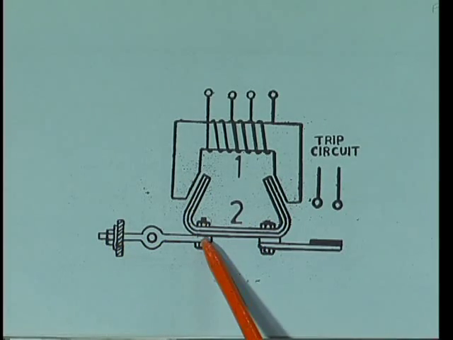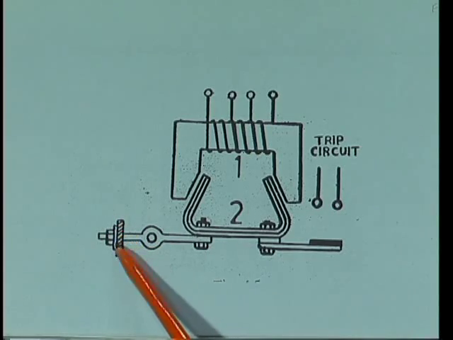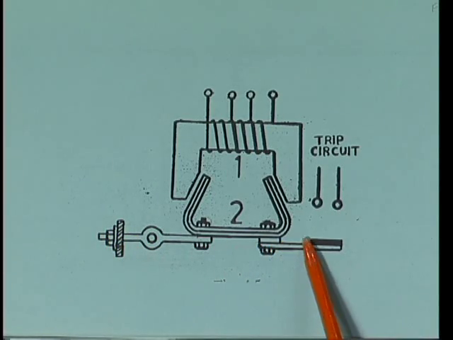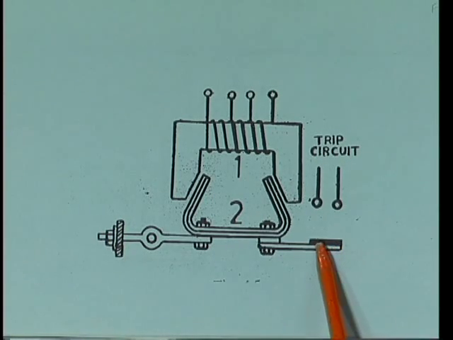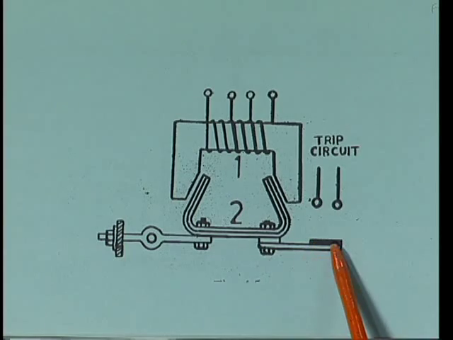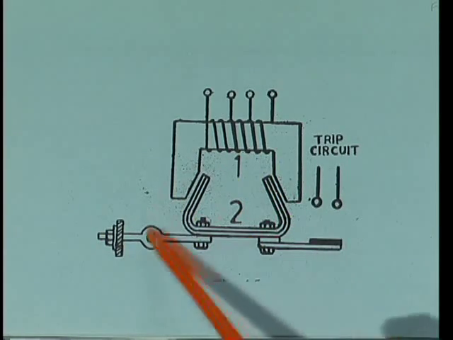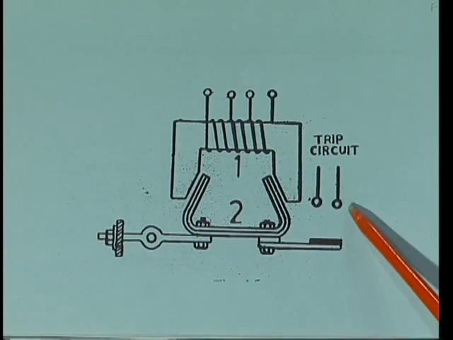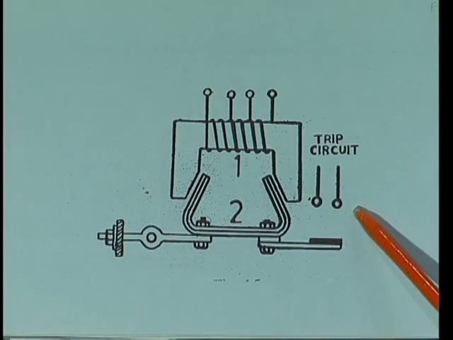This is also laminated, and it is fixed at one end, and the other end is freely suspended, and here a pair of springs is attached to this. So in this way is the construction of the electromagnetic relay, called the armature relay.